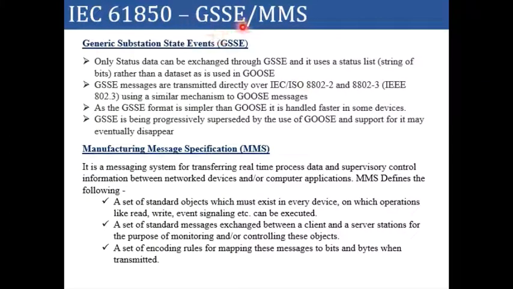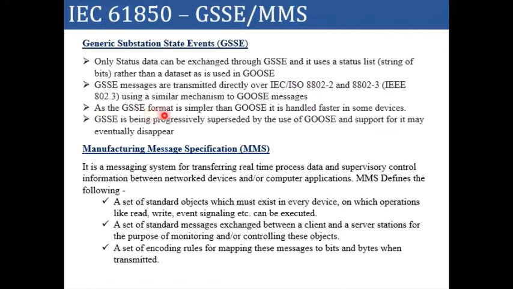Now next is GSSE. GSSE is generic substation state events. Here only the status data can be exchanged through GSSE, and it uses a status list, that is a string of bits, rather than the data set as we saw in case of GOOSE. So GSSE messages are transmitted directly over IEC 8802-2 or 8802-3, that is IEEE 802.3, using a similar mechanism as we saw in case of GOOSE messages.